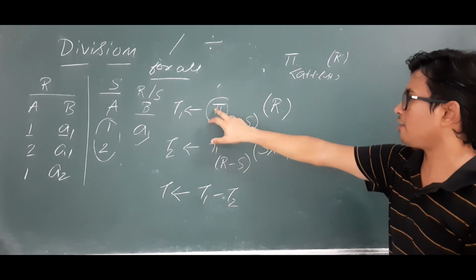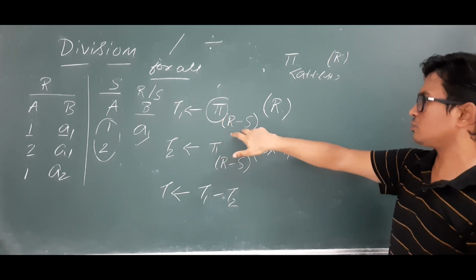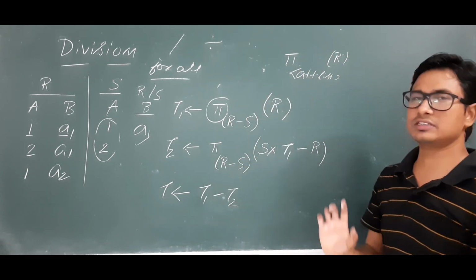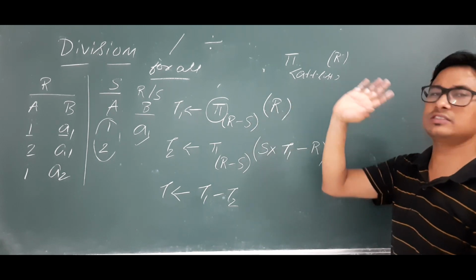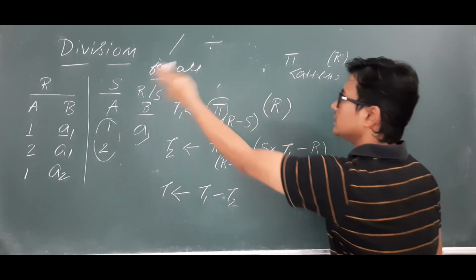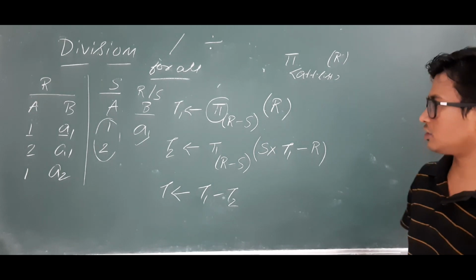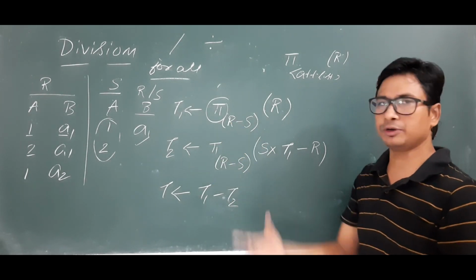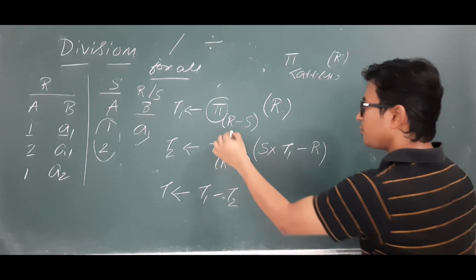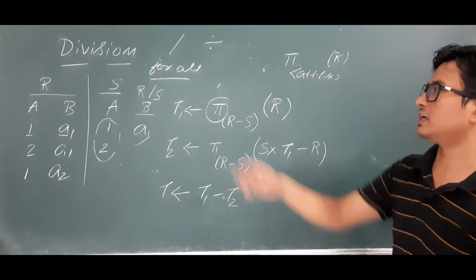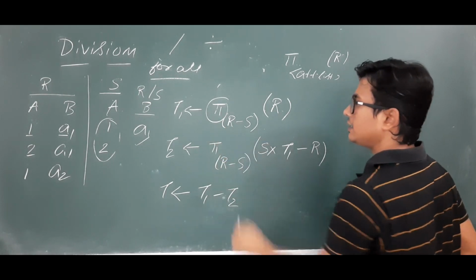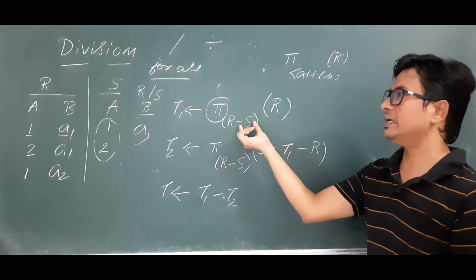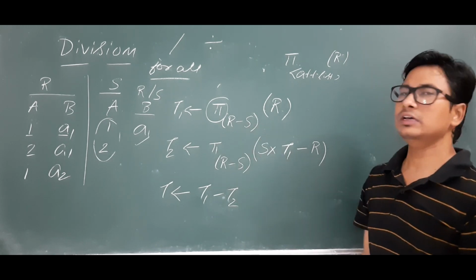Then you can ask me, sir, what is this R minus S? You said attribute list, but it was written R minus S. Here R is the relation, and on relation R you are applying the projection operator. They have indirectly given the attribute list, so we need to find it. First list out the attributes in the relation R. R minus S is nothing but the attributes present in the relation R minus the attributes present in the relation S.